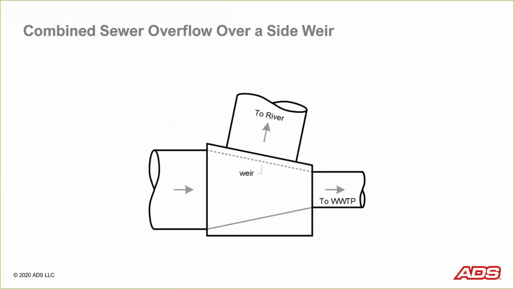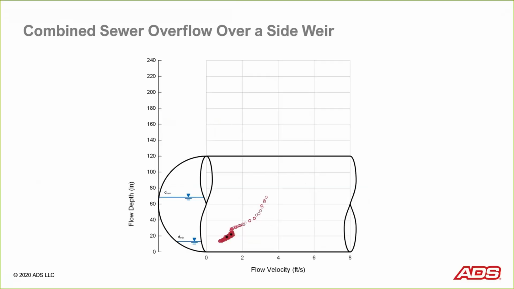Let's look at another common example. This is a CSO over a side weir. So again, flow is left to right in this graphic. Most of the time, during dry weather, normal flow conditions, flow comes in from the left. It goes into a CSO regulating structure and gets funneled into a smaller diameter pipe going to the wastewater plant. However, in higher depths, typically during a rainfall event, the water goes over the side weir and out to the river. So let's take a look at an example of this.